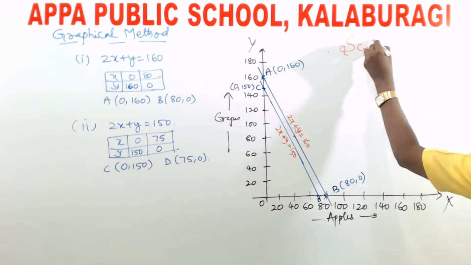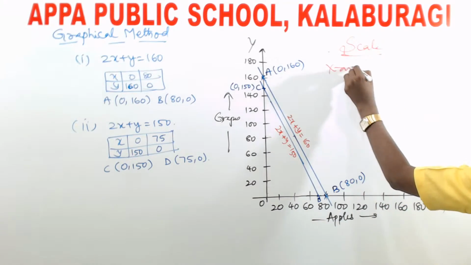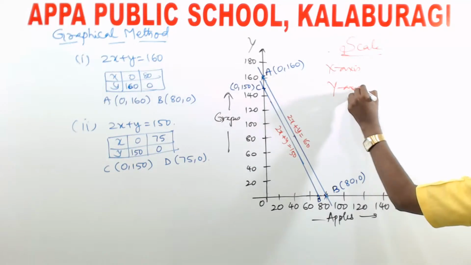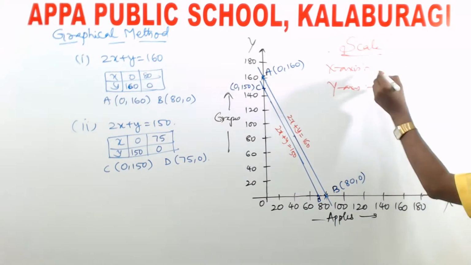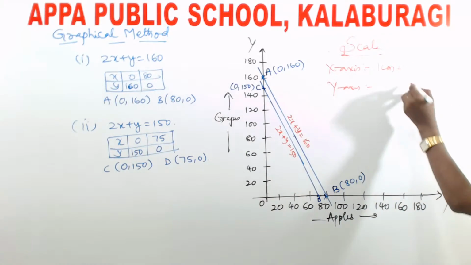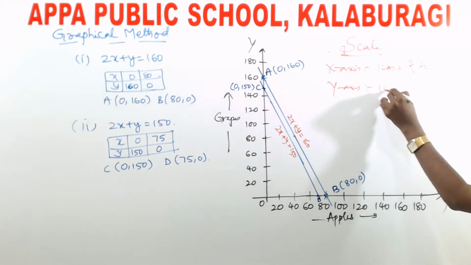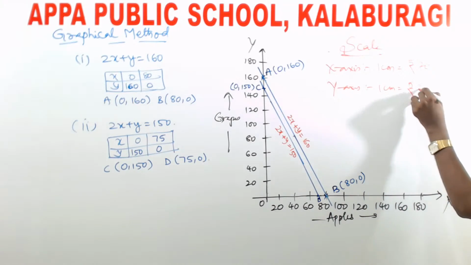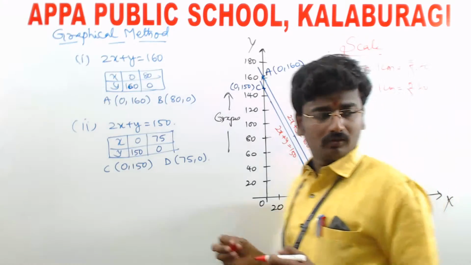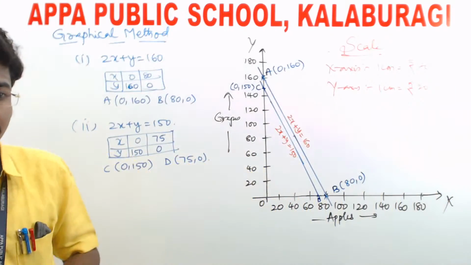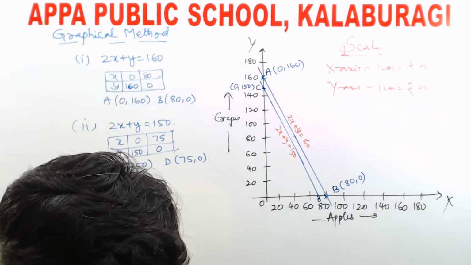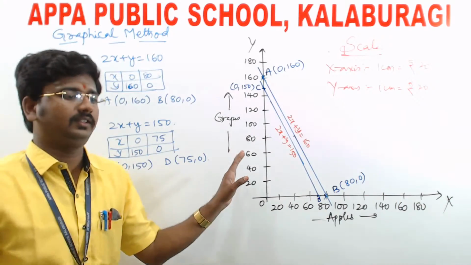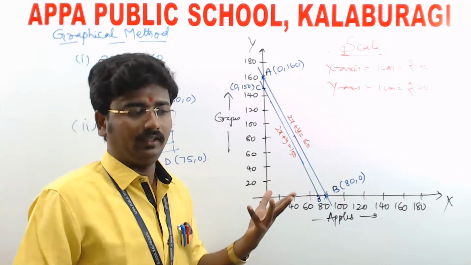And coming to the scale, x-axis, y-axis. 1 centimeter equal to rupees 20. Y-axis, 1 centimeter equal to rupees 20. We have gone for multiples of 20. So can we take 10? Yes, you can go for 10. See, if this is confusing you, go for 10.